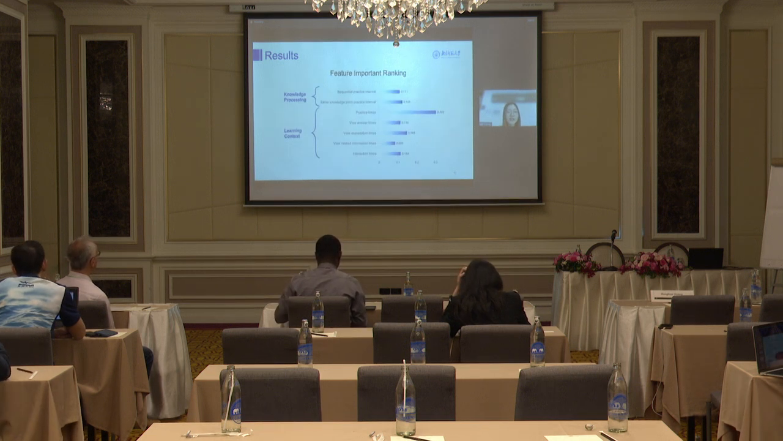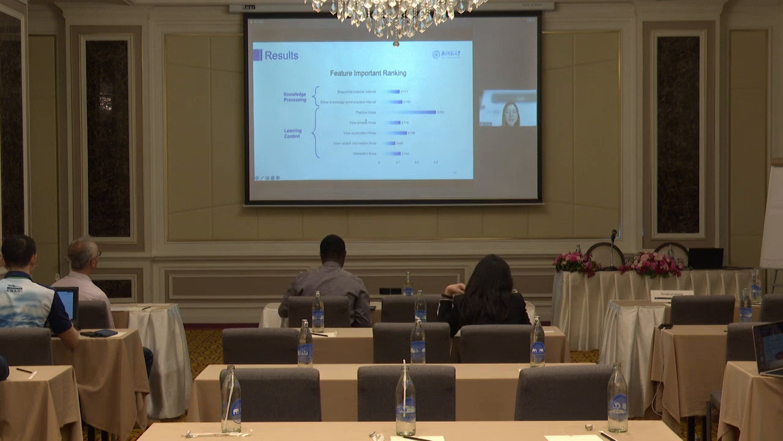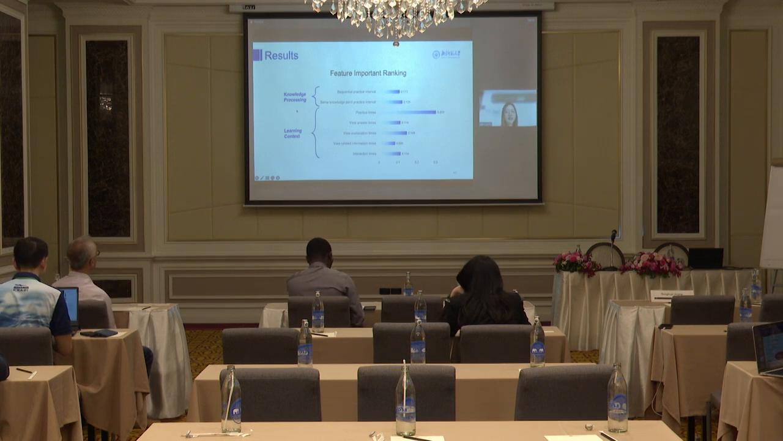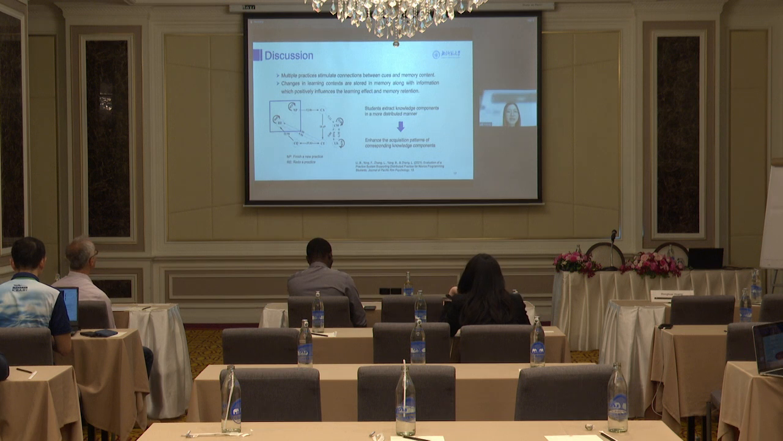Additionally, the feature importance ranking indicates that the most influential factor is the practice times, followed by the viewed explanation times. This highlights the impact of contextual variation on students' online learning effect. Micro-practice stimulates connections between cues and memory contents, thereby enhancing problem-solving speed. Additionally, students who have greater practice frequency experience a more extended range of learning contexts. These substantial changes in learning contexts are stored in memory along with information, which positively influences the learning effect and memory retention. The results of our study are consistent with previous research.